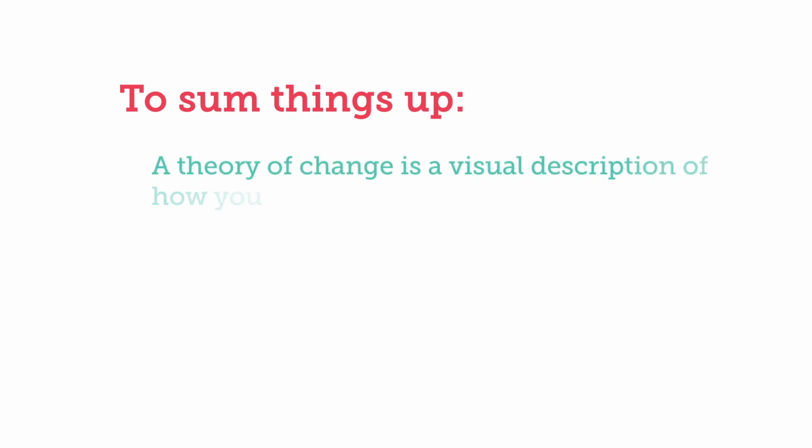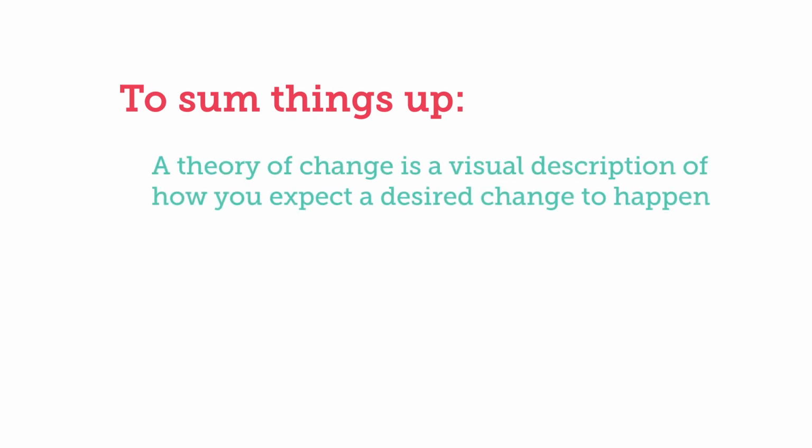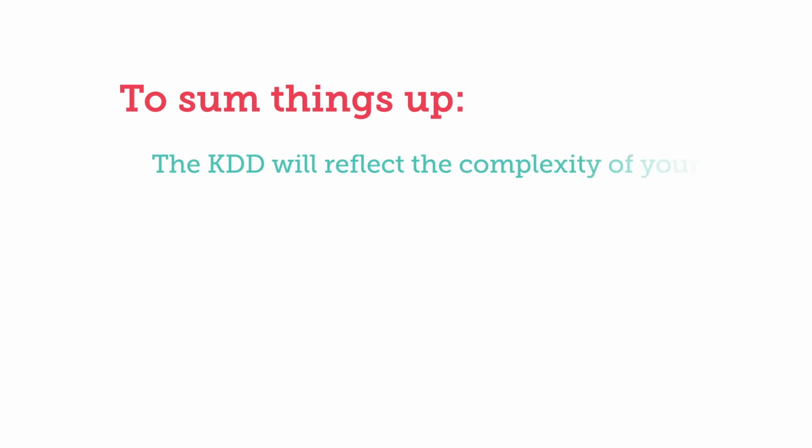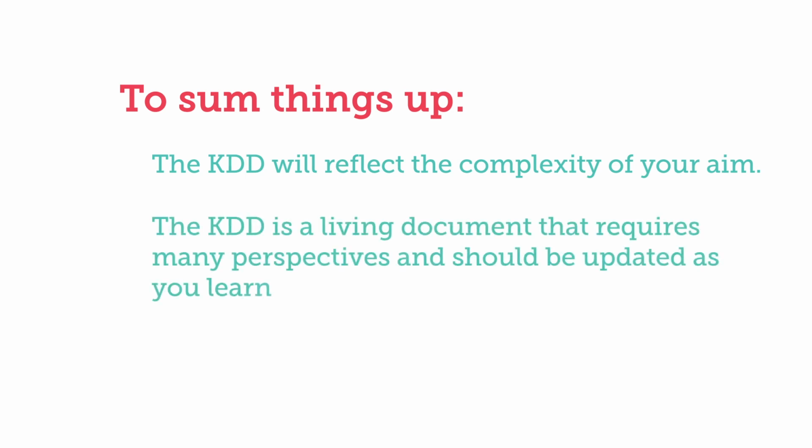To sum things up, a theory of change is a visual description of how you expect a desired change to happen. A key driver diagram is a tool used in improvement to organize a theory of change. It is made up of four primary components: an equity imperative or long-term mission, an aim, drivers, and change ideas. The KDD will reflect the complexity of your aim. Complex and long-term aims will have a more complex key driver diagram. The KDD is a living document that requires many perspectives and should be updated as you learn.